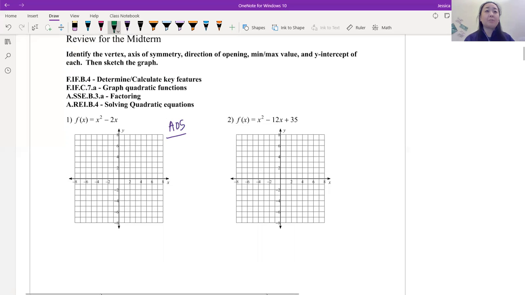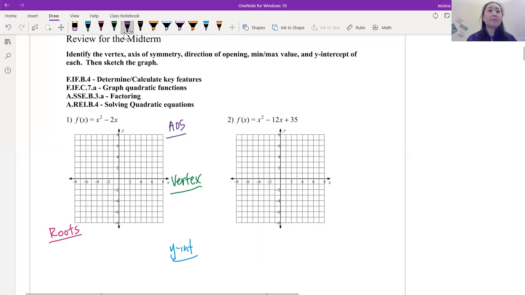So my AOS is going to be purple. And my vertex, which is very much related to the AOS, is right there. And then my roots, I'll put over here because I'm going to need a little bit of room for that. And then my y-intercept. Actually, I would probably put my y-intercept down here, so I have it all in one area. Let's do that.